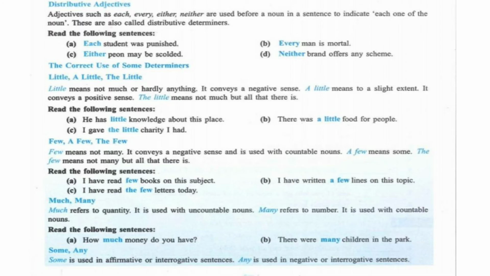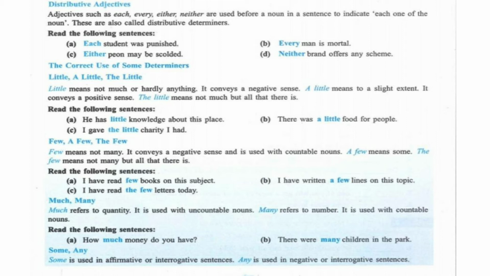So now we'll see distributive adjectives. Adjectives such as each, every, either, neither are used before a noun in a sentence to indicate each one of the noun. So these are also called distributive determiners.